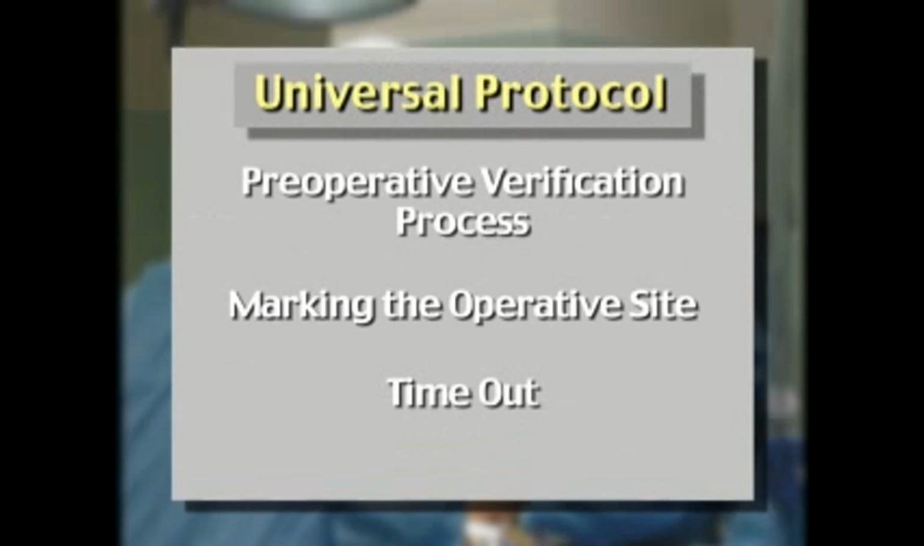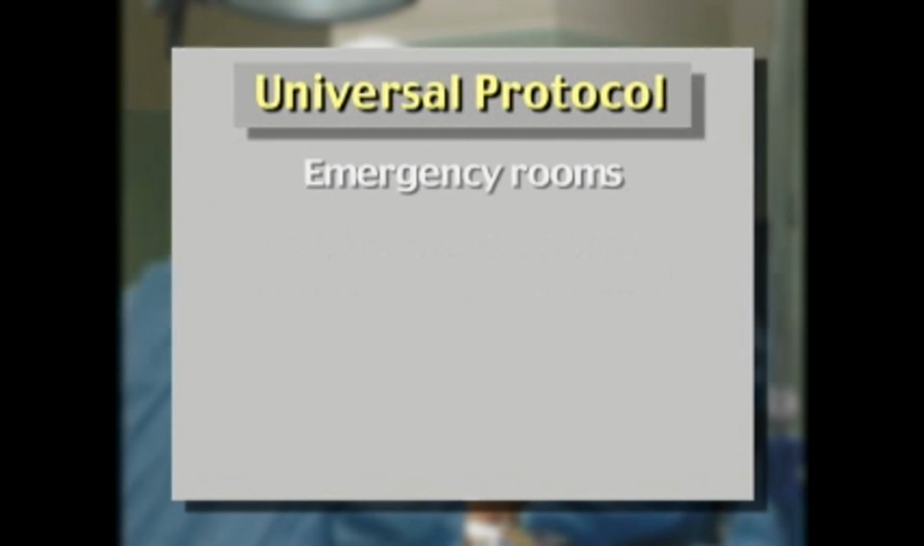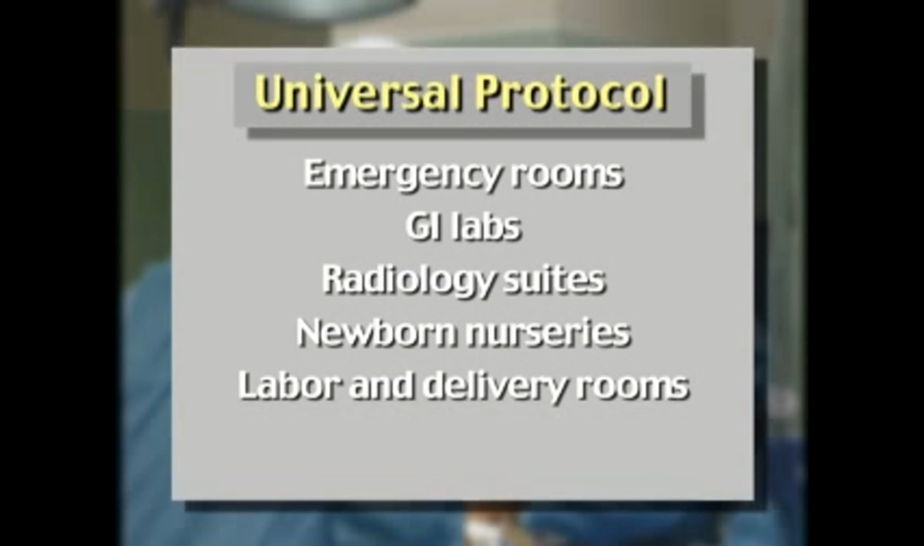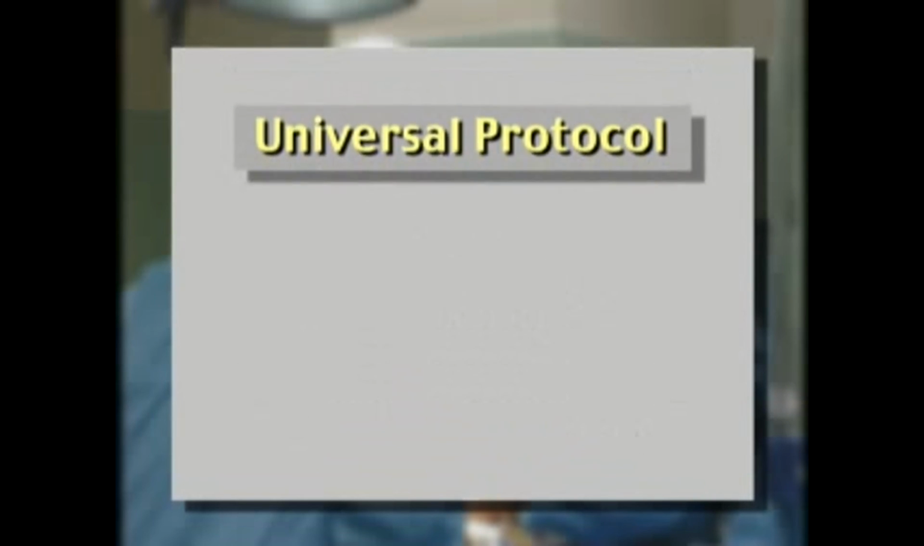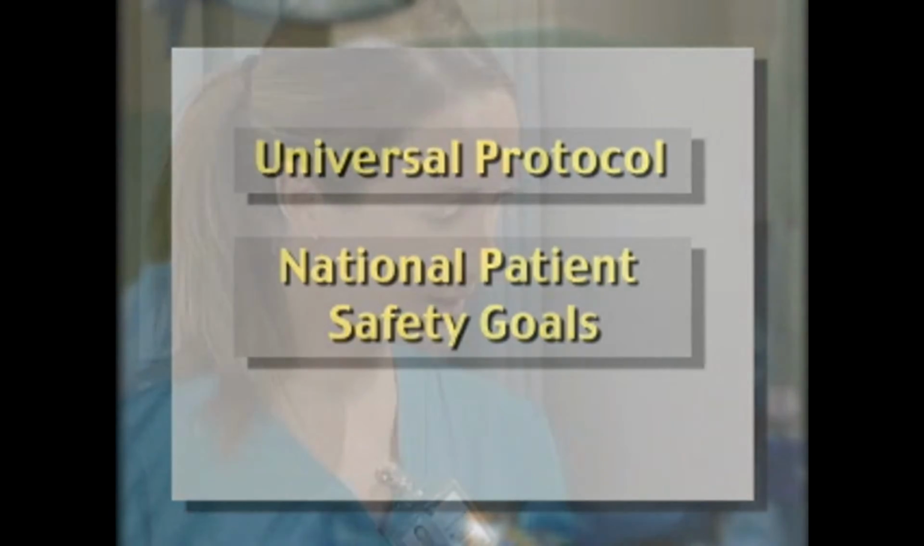One further requirement relating to the Universal Protocol is the need for facilities to adapt the 3 components of the protocol to non-operating room settings, such as emergency rooms, GI labs, radiology suites, newborn nurseries, labor and delivery rooms, and bedside procedures. Compliance with both the Universal Protocol and the National Patient Safety Goals are required by the Joint Commission.